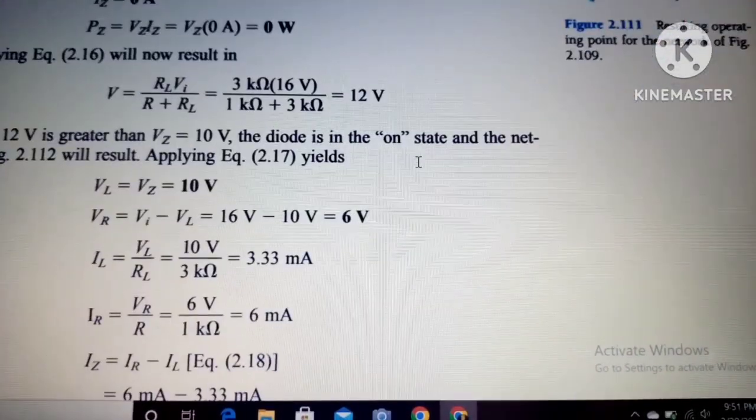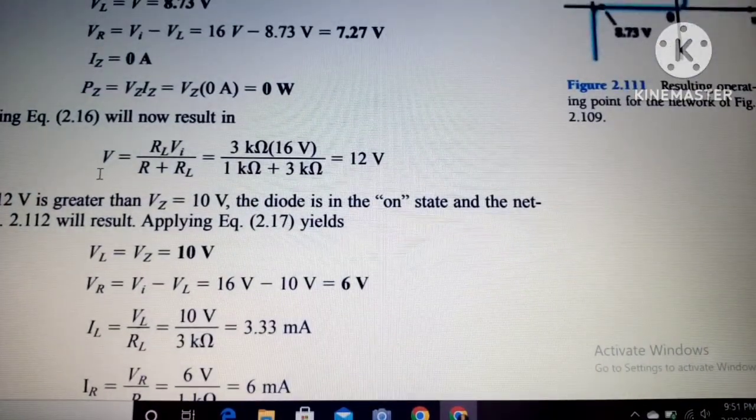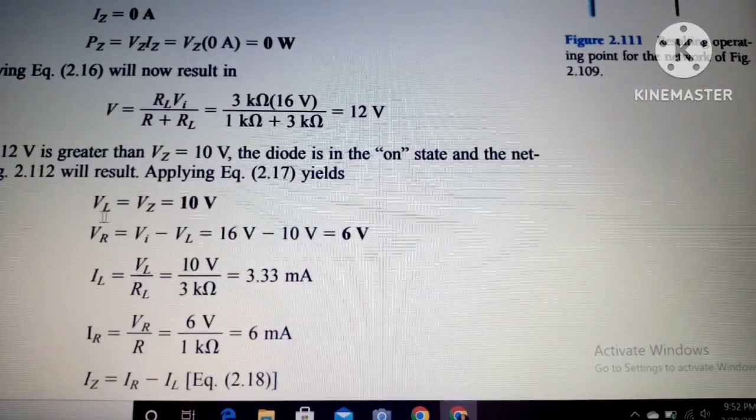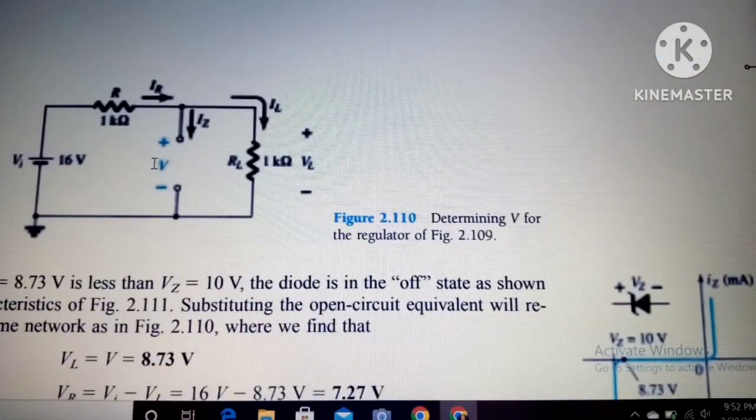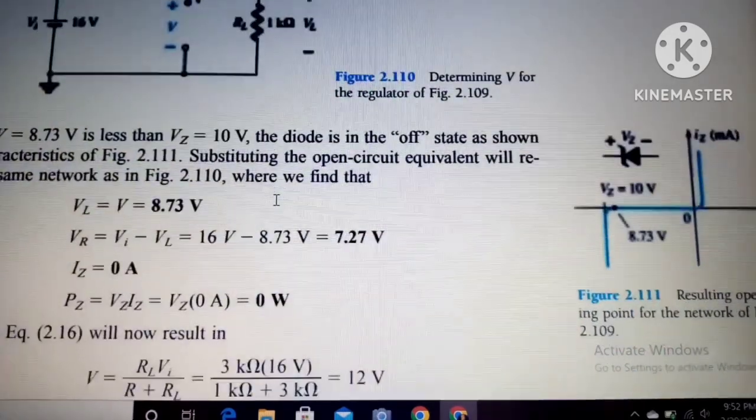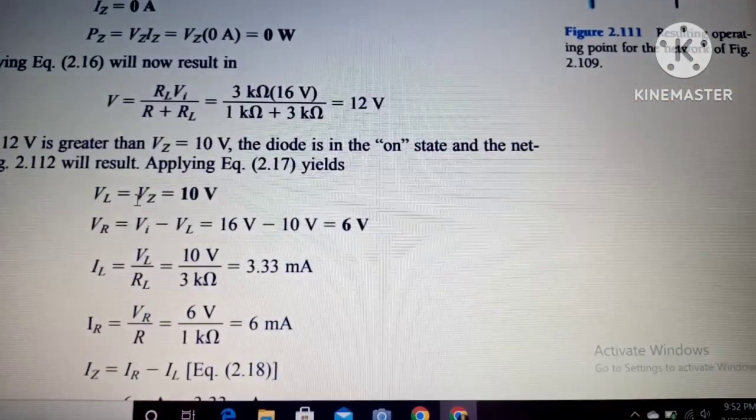Similarly, we apply voltage divider here, so the voltage becomes 12 volt. We remove the Zener diode and find the voltage. We find 12 volt. Now the 12 volt is greater than Zener voltage, so now the Zener is on. So the voltage across this resistor is 10, as the Zener is on and the voltage of Zener is 10. So the VL is 10. We can find VR by Vi minus VL. Similar formula, 16 minus 10, which becomes 6 volts.